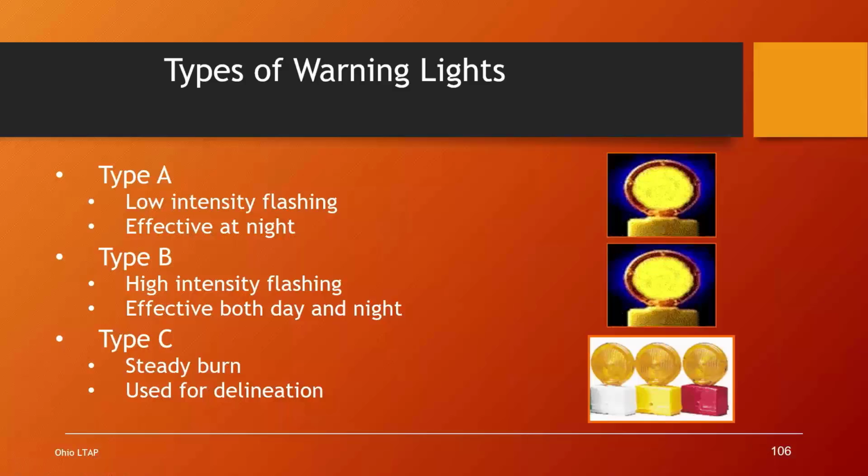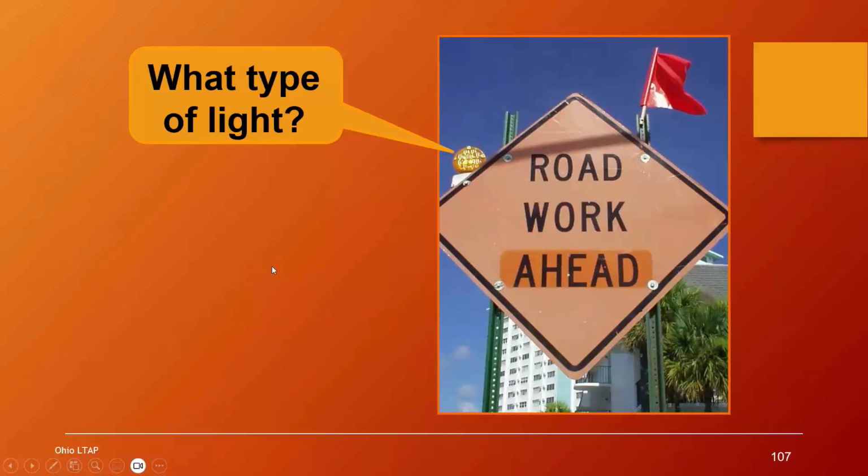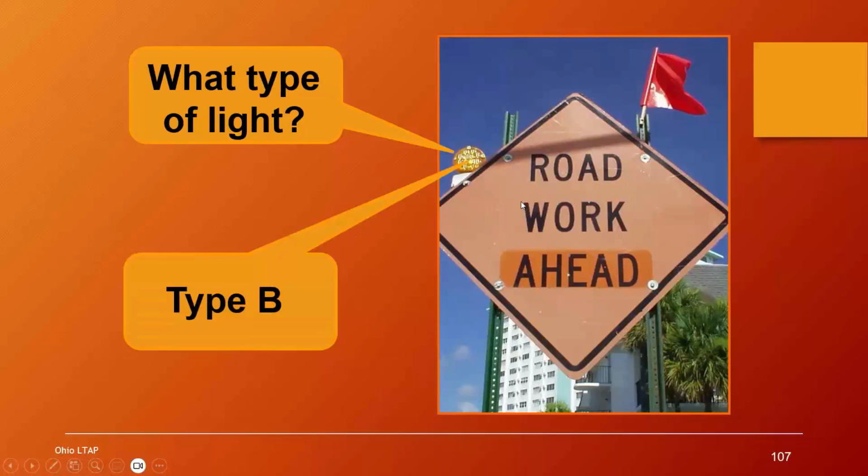What is a high intensity light? Well, a high intensity light can be seen from a half mile away. And then we have type C. It's not flashing, it's steady burning, and you'll see these in our long-term work zones attached to our drums for delineation. So in this picture here, if we were to guess type A, type B, or type C, as we can see, the picture is during the daytime, and it's on a warning sign to draw attention to it. So that's a type B. So it's high intensity flashing.